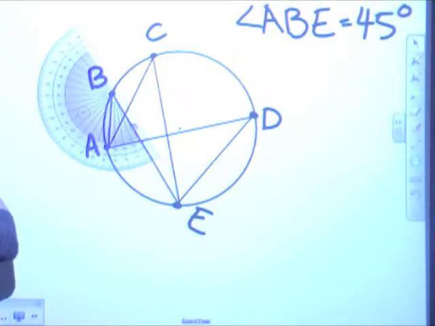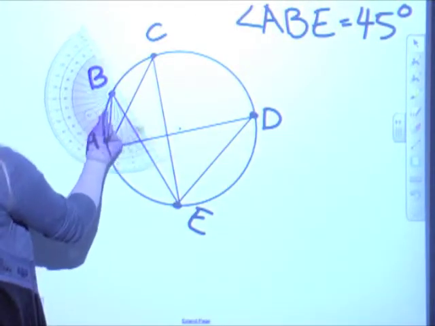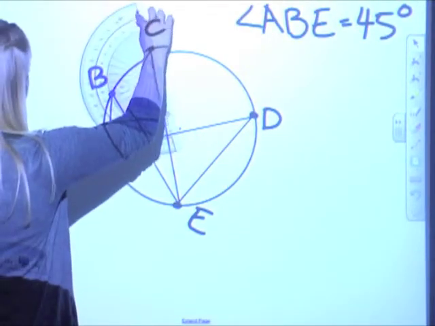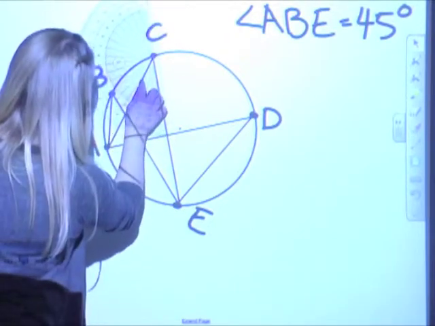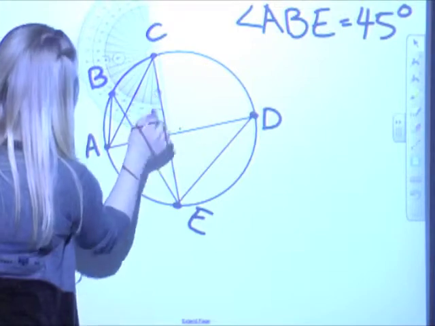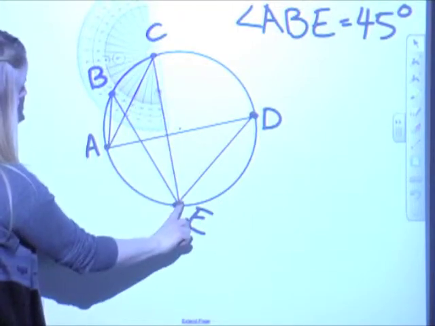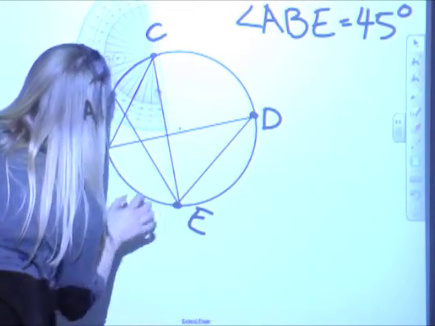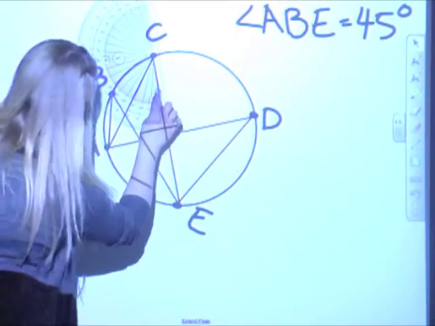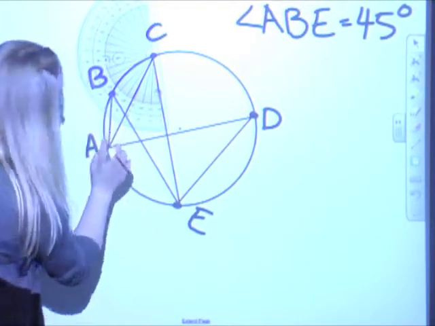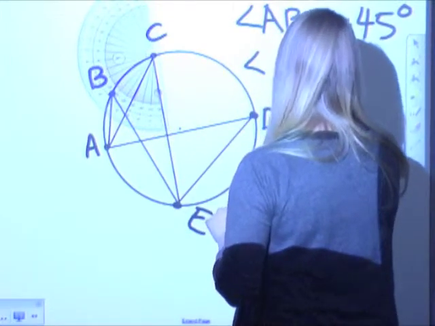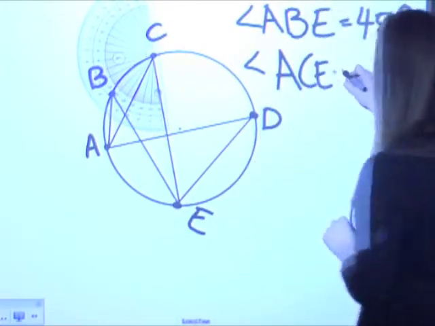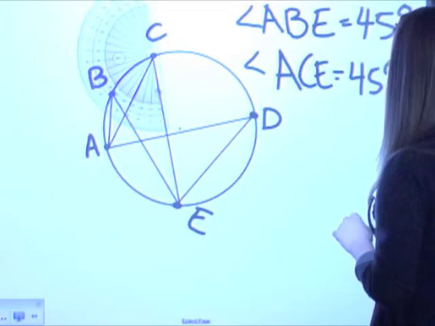All right, next I'd like you to measure the angle formed from points ACE. So remember that we're going from A to C to E, so we're measuring angle C here, and that looks to be about 45 degrees again. So angle ACE is equal to 45 degrees again.